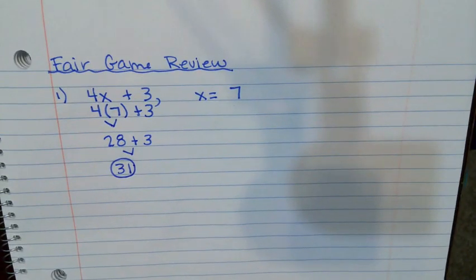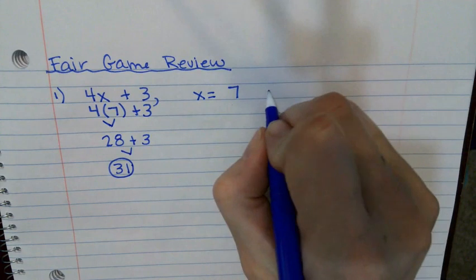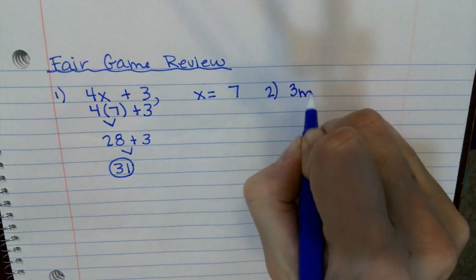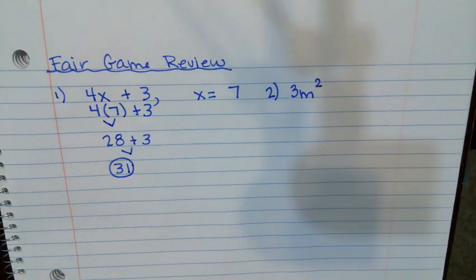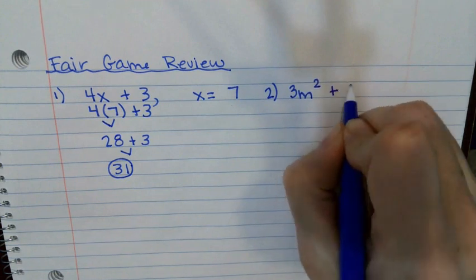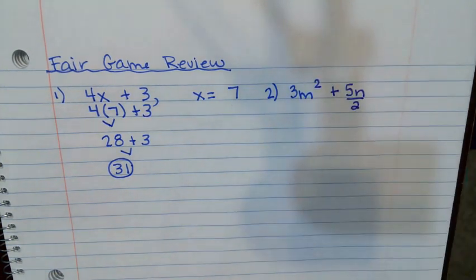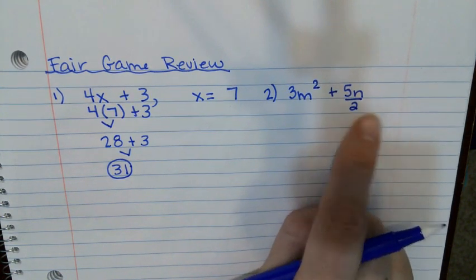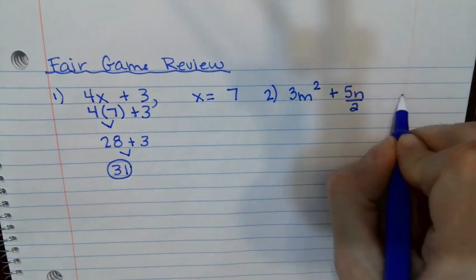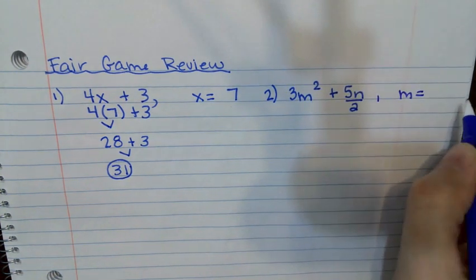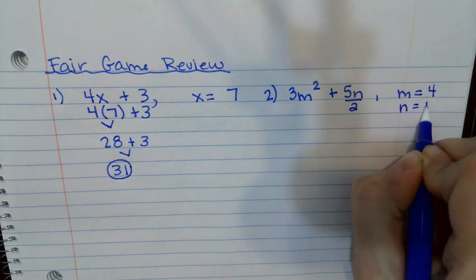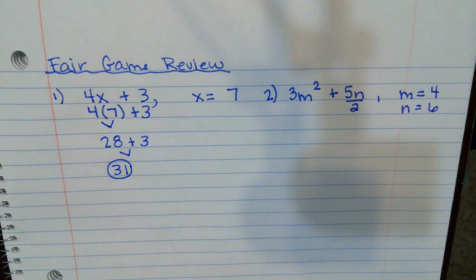Let's look at one that's just a little bit more challenging. Okay? So we are going to do number 2 right here. 3m squared. Let's just do 2 examples today. 3m squared plus 5n over 2. That's right. We're going to have an exponent, and we're going to have a fraction in there, or a division. And we're going to say that m is equal to, how about 4? And how about n is equal to 6? Okay, those will still end up nicely.